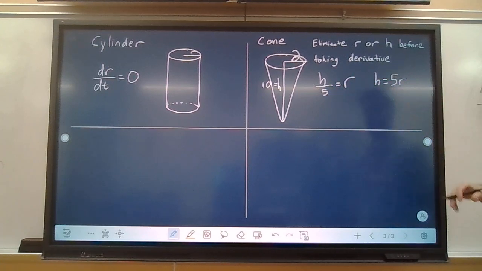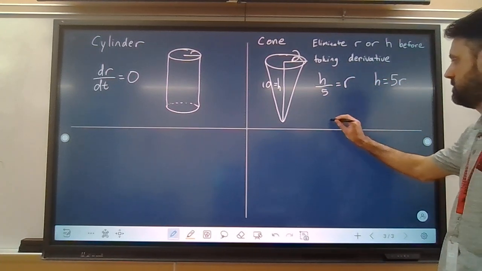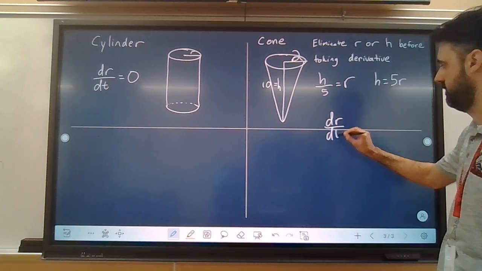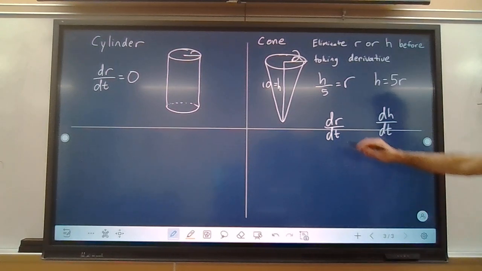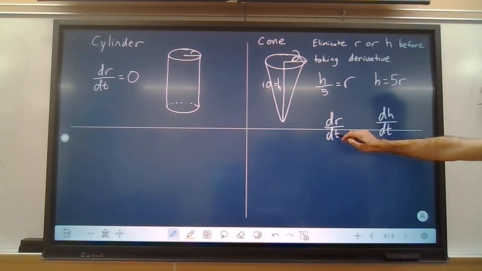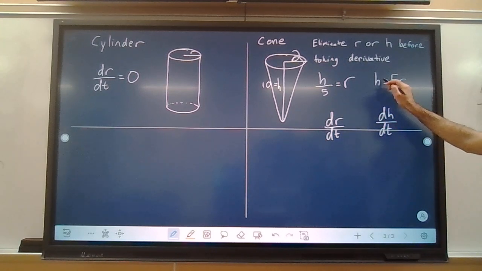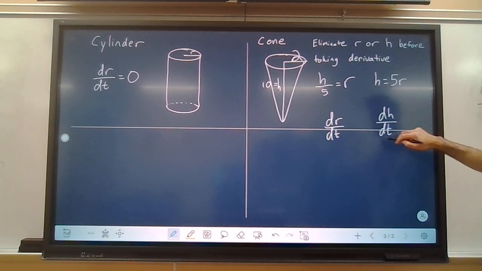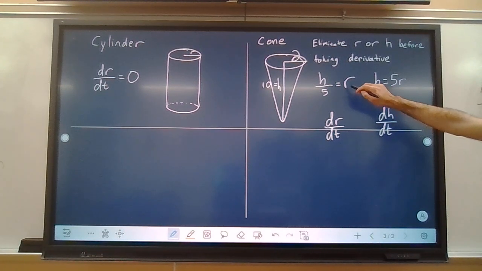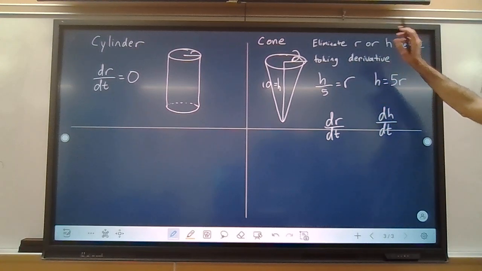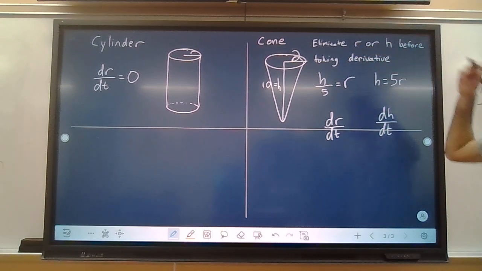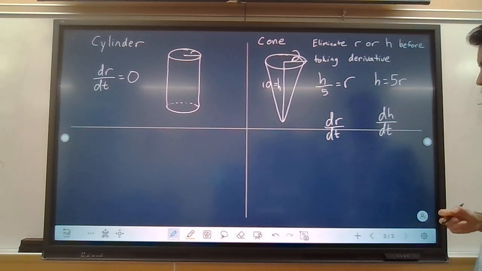How do I know which one to get rid of? In the question, they're either going to give you the rate of change of the radius, or the rate of change of the height. If they give us the rate of change of the radius, I would want to get rid of h, because I don't know the rate of change of the height. Or vice versa, if they gave us dh/dt, I would want to get rid of r because I don't know dr/dt in that case. So if you're given a cone question, you have to eliminate one of the variables and simplify before you take a derivative.